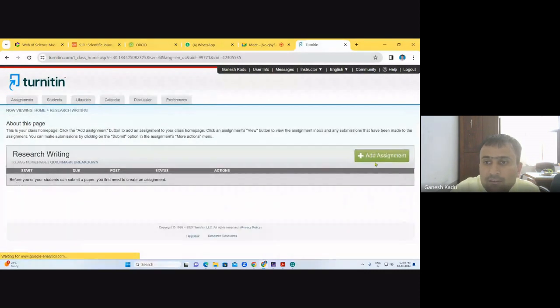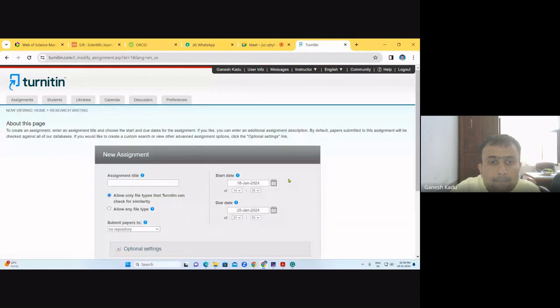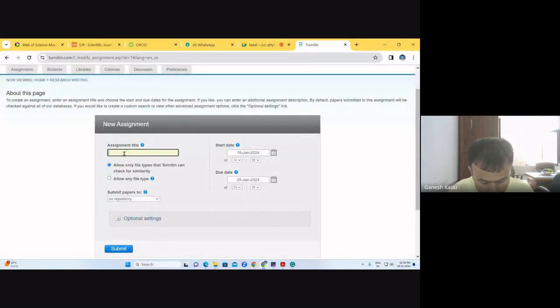Now in here I can add an assignment. So assignment title, let's say research project. It's the title of my assignment. Then there are these filters which have to be set. Allow only file types that Turnitin can check for similarity, or allow any file type. If you allow any file type, then it will check similarity with all kinds of files.